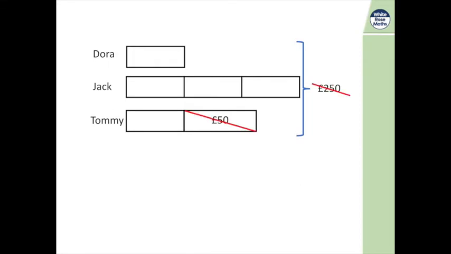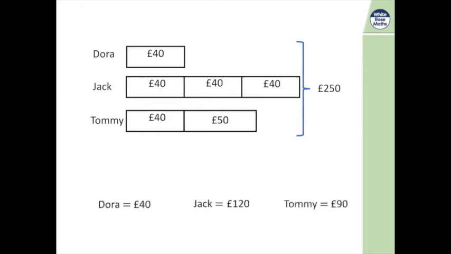Firstly, we need to subtract Tommy's £50 more than Dora away from our total. 250 minus 50, you should be able to do this one mentally. Gives you £200. We've now got 5 parts. We're going to split the £200 equally amongst the 5 parts. Gives us £40. So each part is worth £40. But the question wasn't, what's each part worth? The question was, how much did he have? Well, Dora has £40. Jack has 3 times as much as Dora. So 4 times 3 is 12. So 40 times 3 is 120. And finally, Tommy has the same as Dora, £40, plus another £50, which is £90.